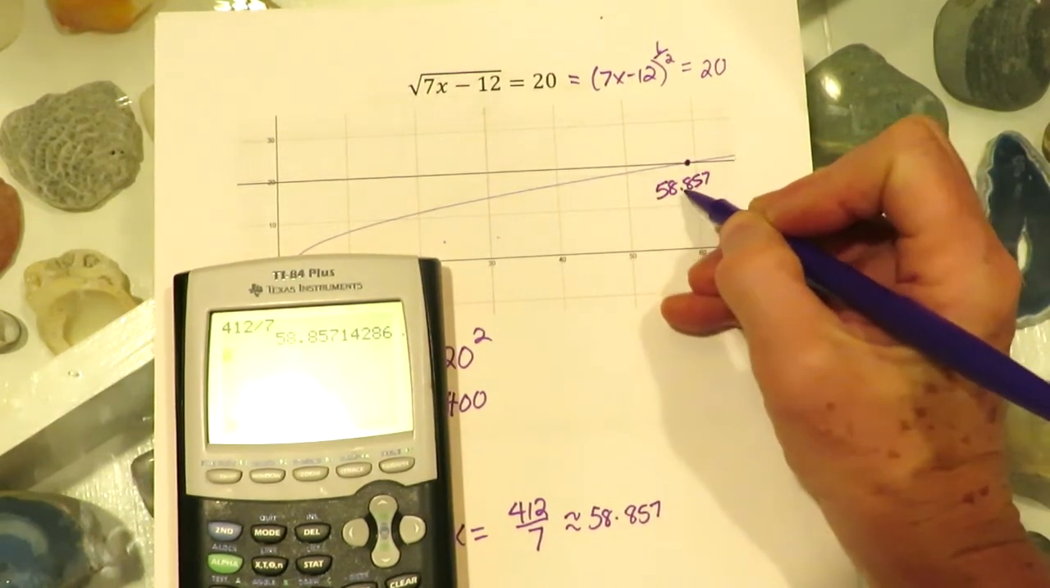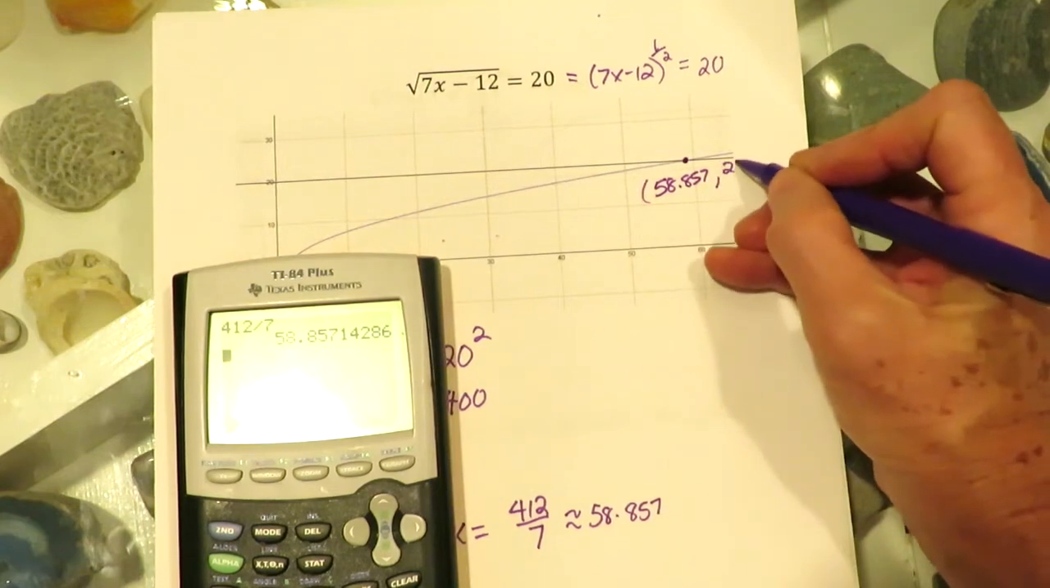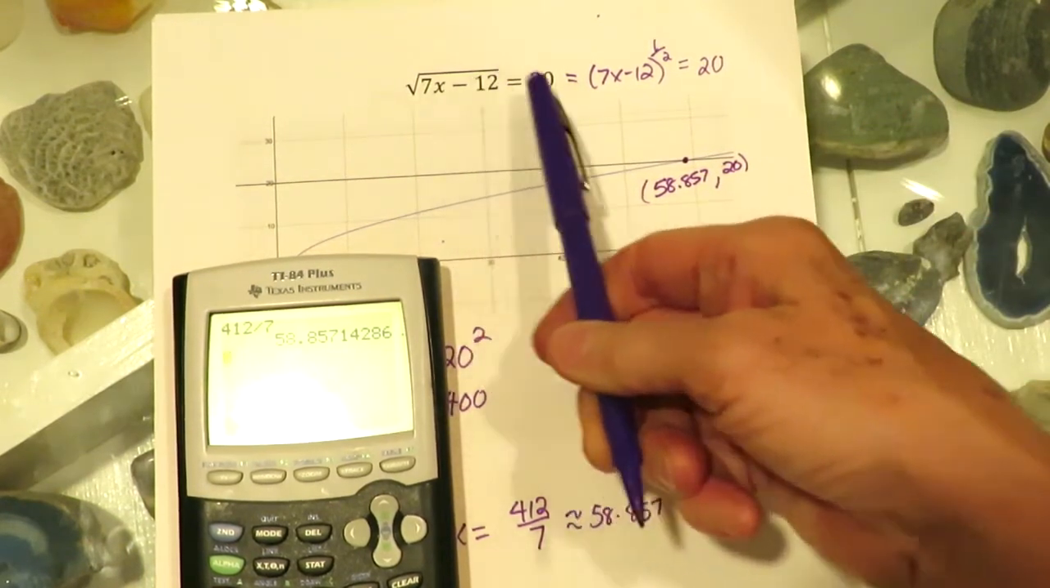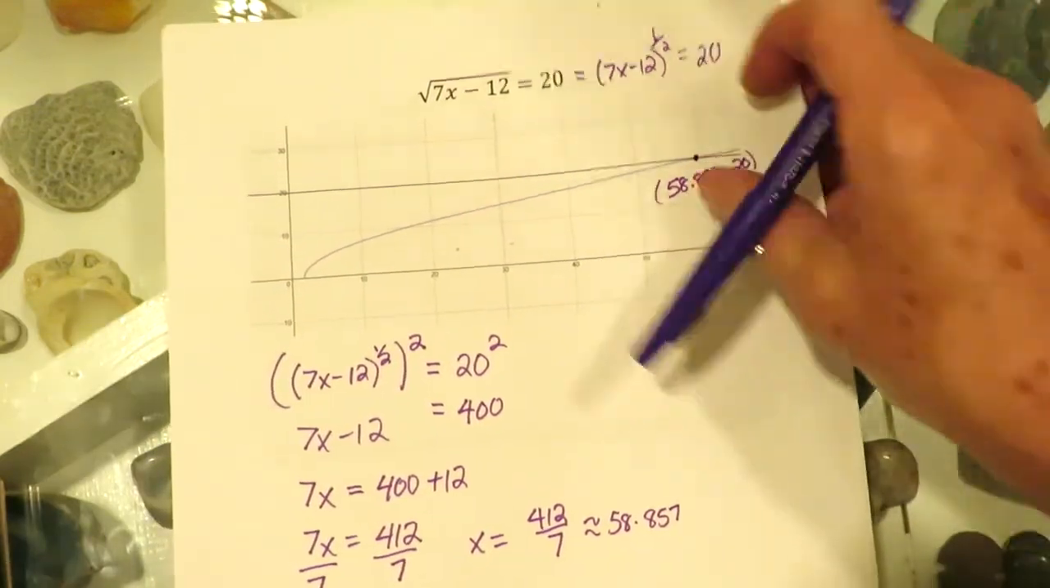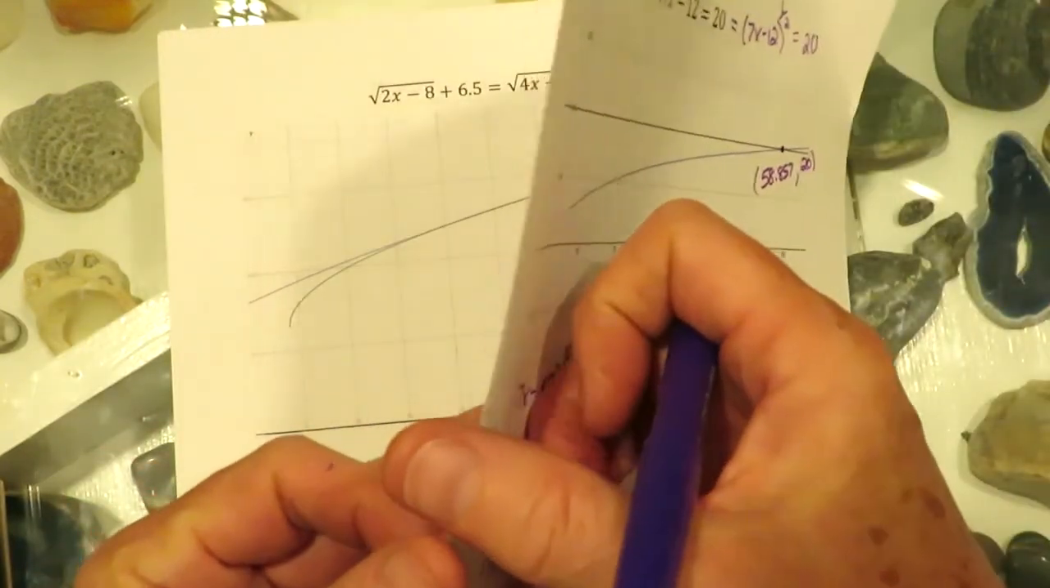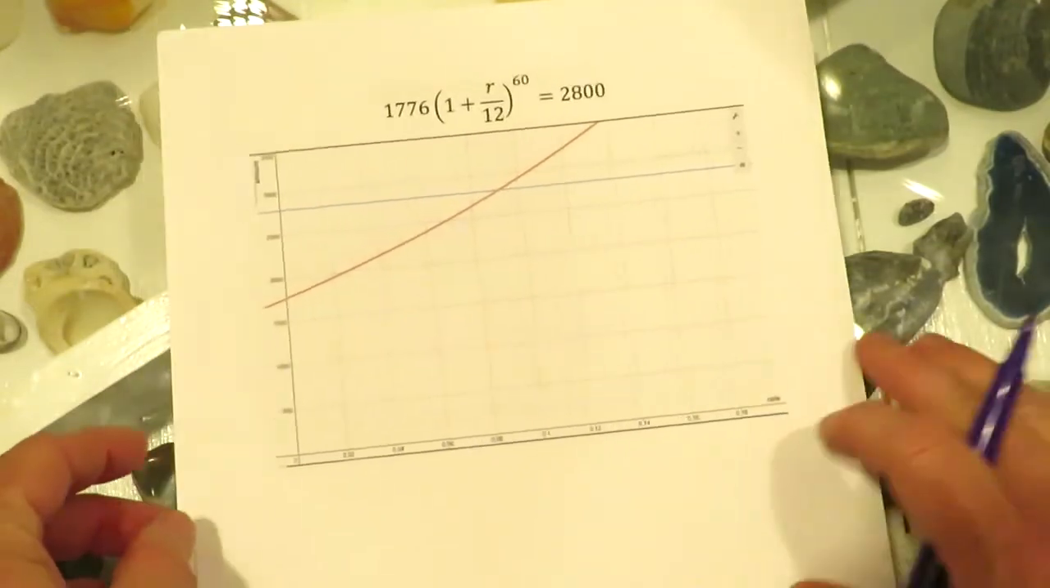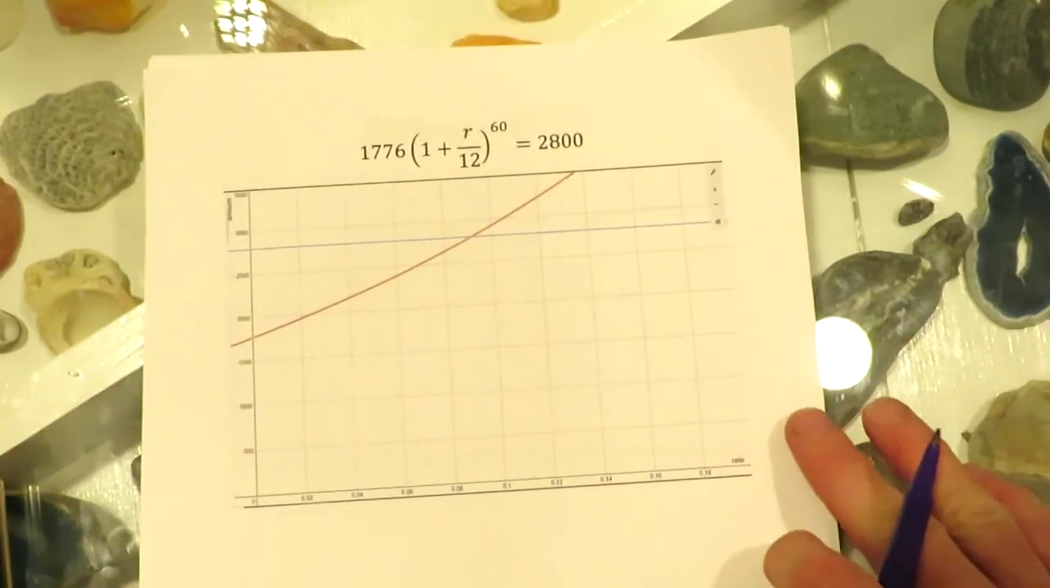That is the x coordinate. The y coordinate is 20. We were trying to set this equal to 20. All right. Another example in which you can just look at it is undoing the order of operations.